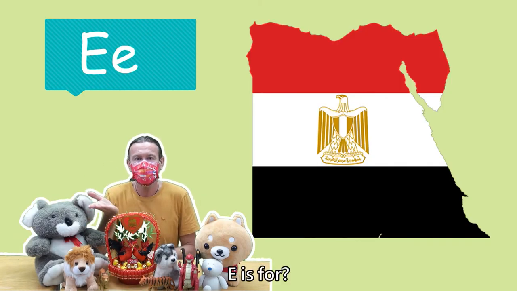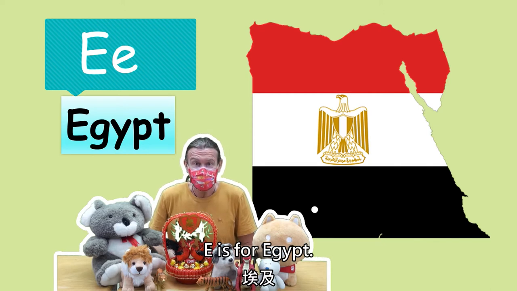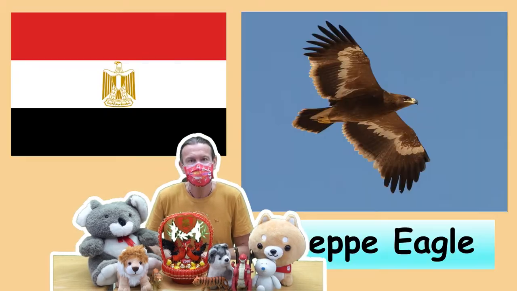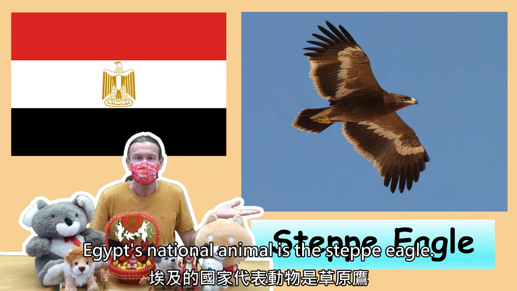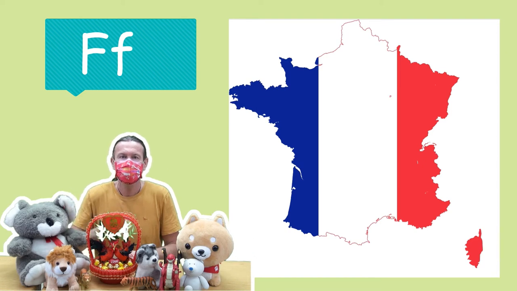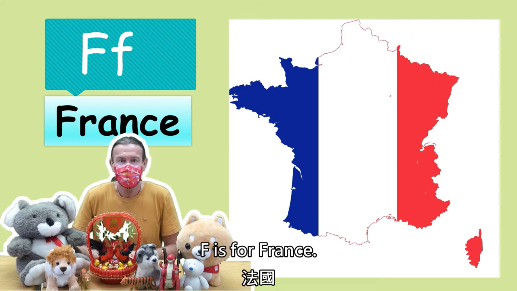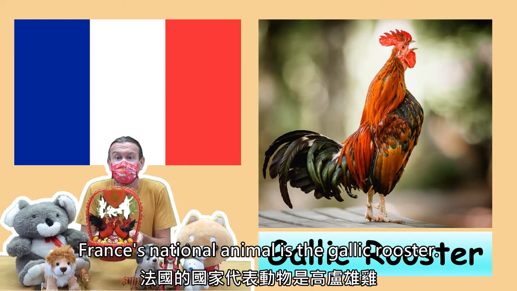E is for Egypt. Egypt's national animal is the steppe eagle. F is for France. France's national animal is the Gallic rooster.